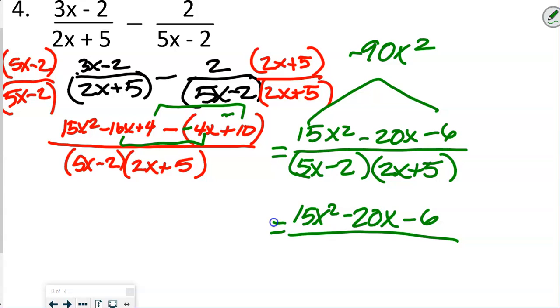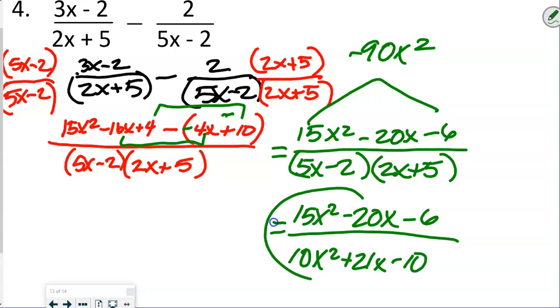And when I do that, I get 10x squared. Multiply the outside, that's 25, minus 4, that's 21, so that's going to be plus 21x. And then negative 2 times positive 5 would be minus 10. So that's our answer right there, guys. We cannot simplify this one anymore.